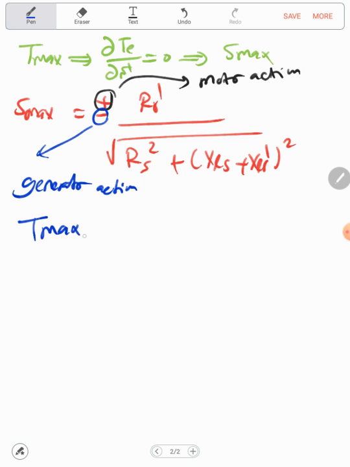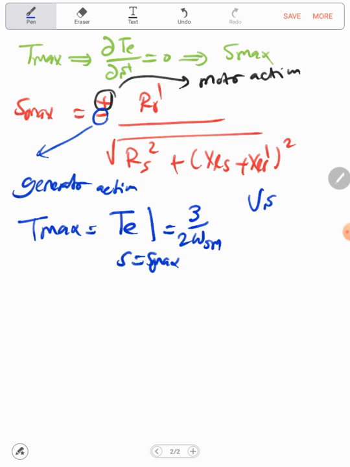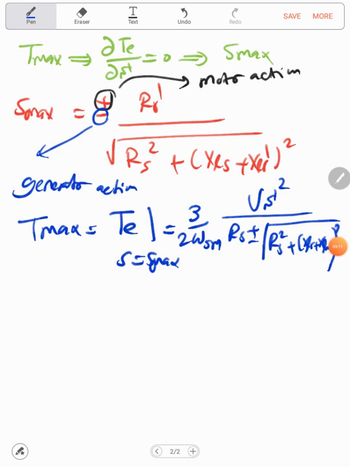Now to find Tmax, which equals T at S equal Smax, this will equal 3 over 2 omega SM, VS square over RS plus minus the square root of RS square plus XLS plus XLR dash squared. The same thing. The plus is for the motor action and the minus is for the generator action.